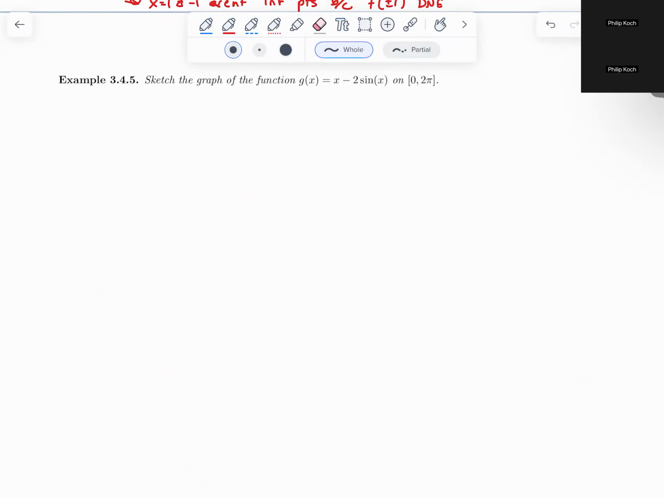So if we're going to do the step 1 material, which is trying to find things out about the function itself, not its derivative, not its second derivative, the domain is 0 to 2 pi. X is a really nicely defined function. Sine is a really nicely defined function. So the domain is 0 to 2 pi.